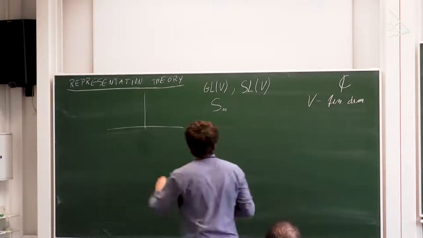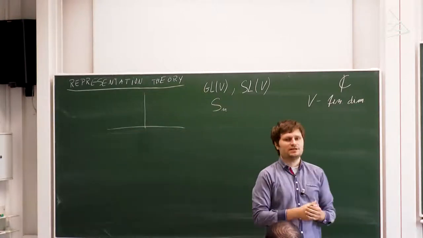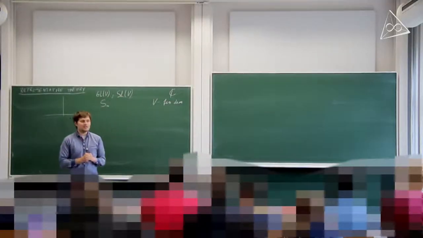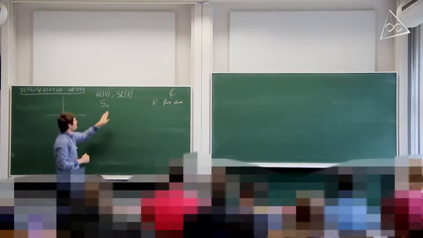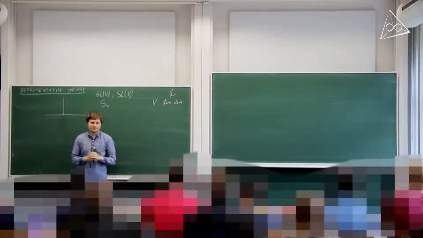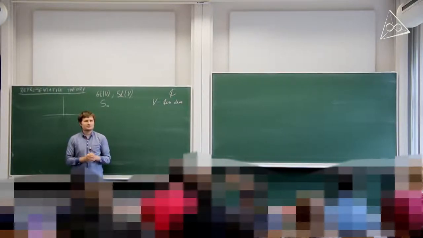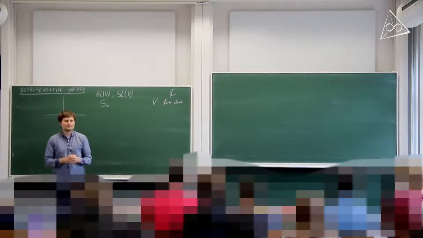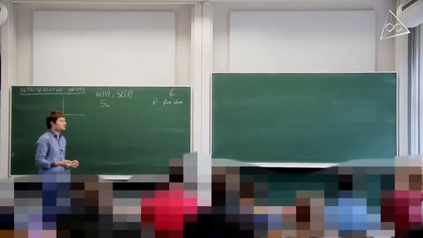Now, the groups GL(V) and SL(V) are not only abstract groups, they have an additional structure, namely, they are algebraic varieties. By now, this should be clear for the special linear group. So how can we realize the special linear group as an algebraic variety? Can anyone from the audience? Yes? The determinant is a polynomial? Exactly. So the equation is determinant equal to 1, which is clearly a polynomial.